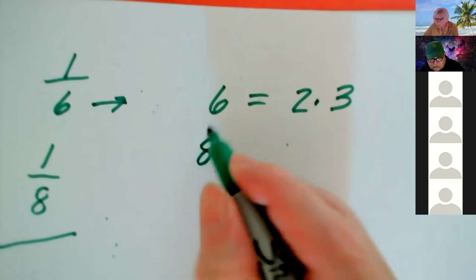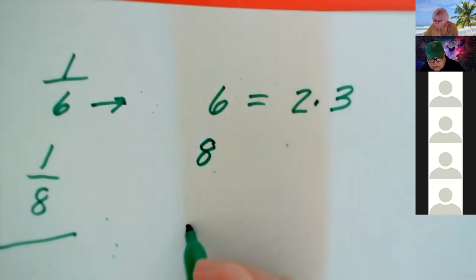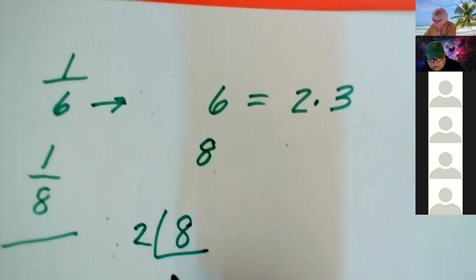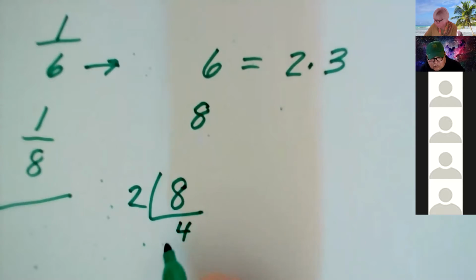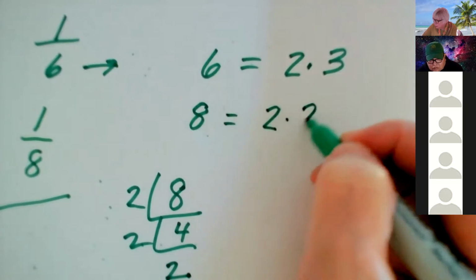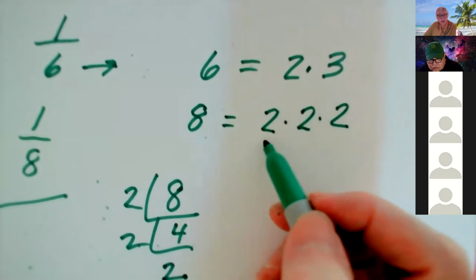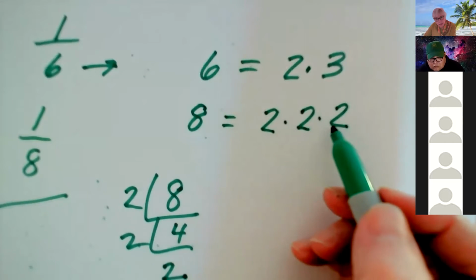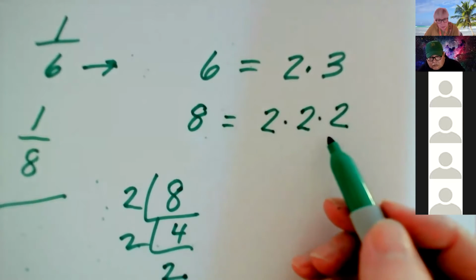8, well, 8, if you do it out one way or the other, 2 into 8 is 4. 2 into 4 is 2. And so 8 is really this, 2 times 2 times 2. Let's check. 2 times 2 is 4, times 2 is 8. These are the prime factors.